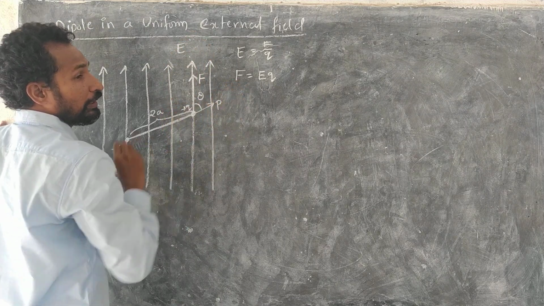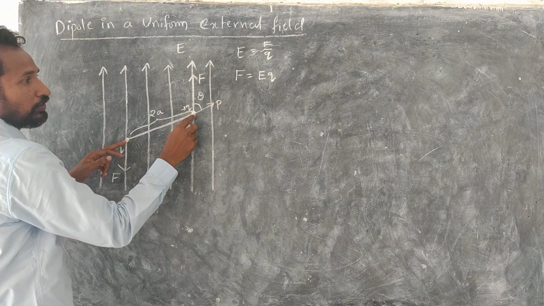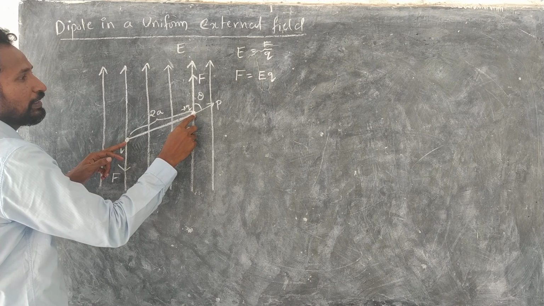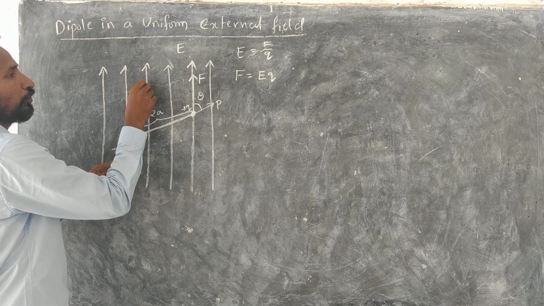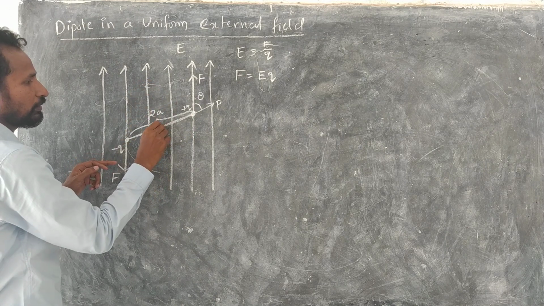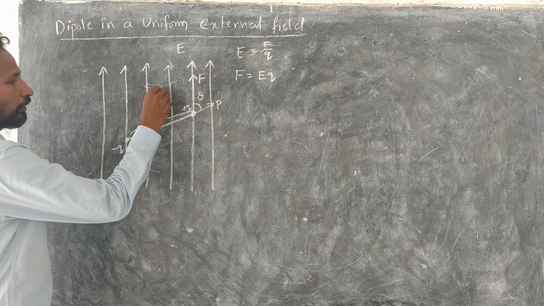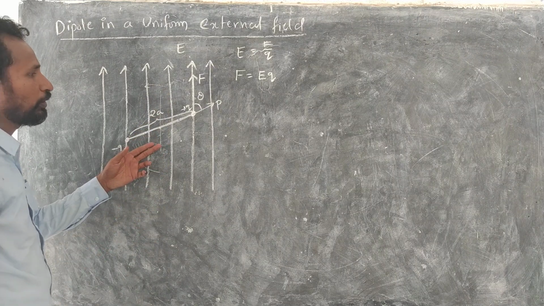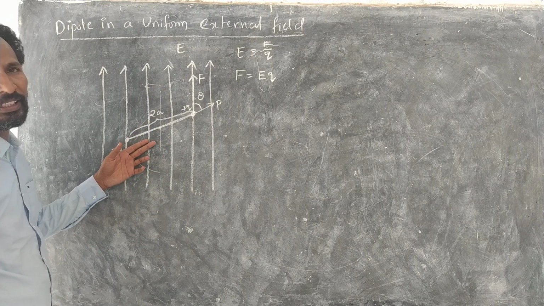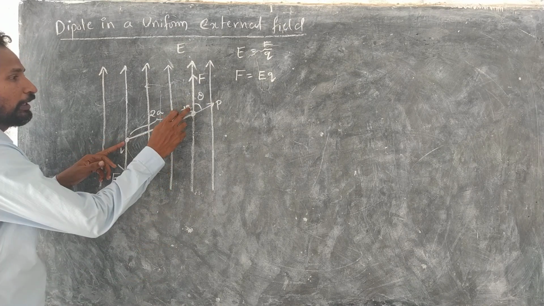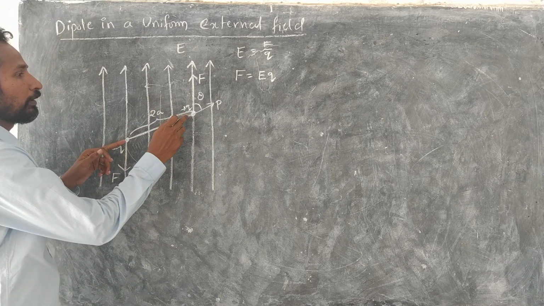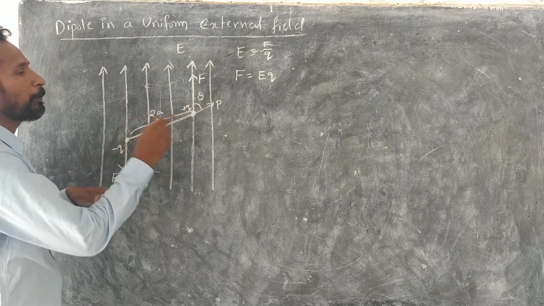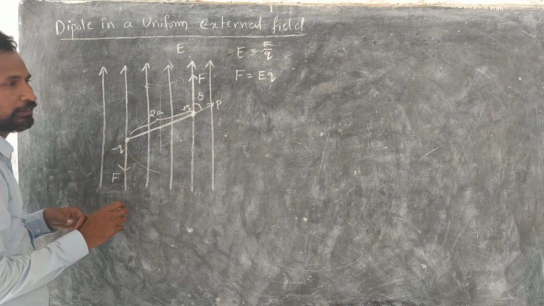So both forces are equal, and equal forces acting at different points produce a torque, and then the dipole starts to rotate like this about this center. Clear? Then when a dipole is placed in a uniform electric field, it experiences torque. Equal forces acting at different positions develop a torque or couple. Then how do we find the torque?